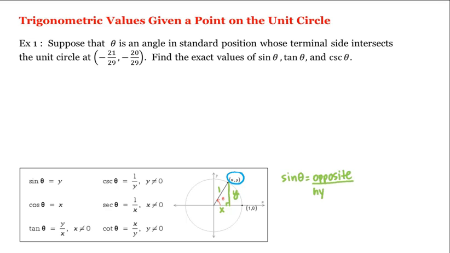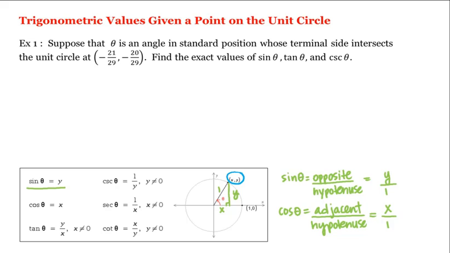over hypotenuse, which is equal to y divided by 1, or y, which looking over here, isn't that what this says? That the sine of theta is equal to y? And cosine of theta is equal to adjacent divided by hypotenuse, which is equal to x divided by 1, which, looking over here, is exactly what this says. And we can validate the other 4 equations in a similar way.